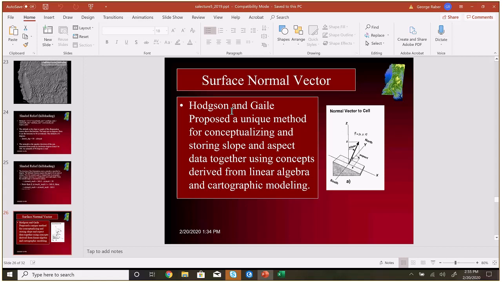What this will do is allow us to incorporate this concept, which will involve doing some calculations in ArcGIS, in order to accomplish what the authors were trying to get across: thinking about slope and aspect as one single entity. If you read the paper, what they argue is that slope and aspect can be stored together if we think about them as a surface normal vector.